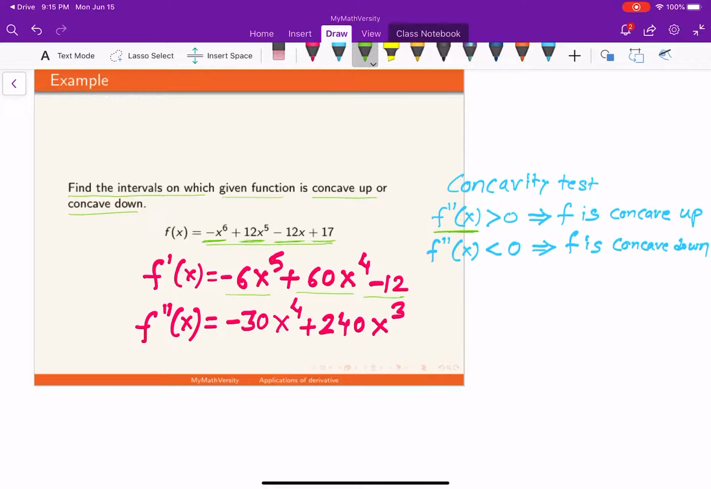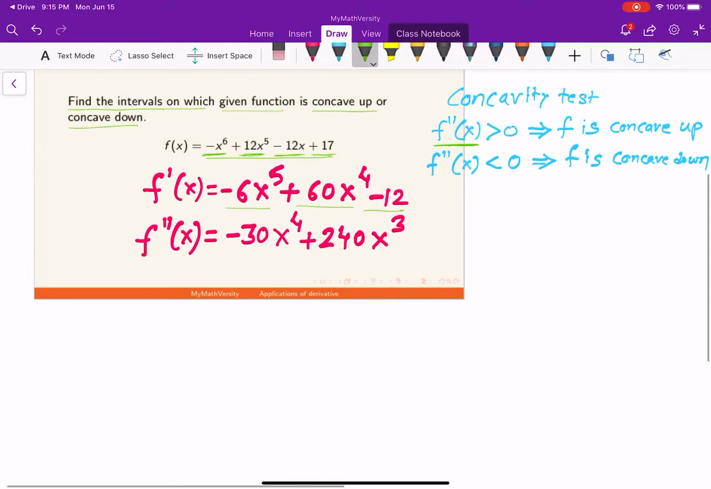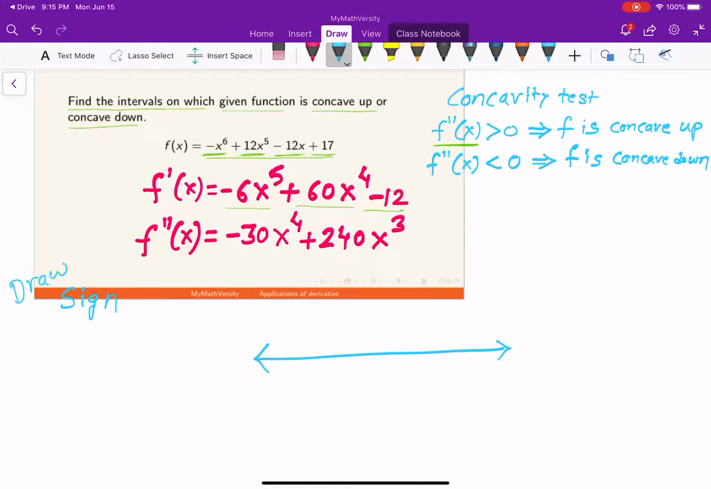Now to use the concavity test, we need to see the sign of the second derivative. So for that, I want to create the sign chart of the second derivative function. On the real line, I want to say this is the sign chart. So you can say draw the sign chart of the second derivative of the function. To do that, construct a real line, from negative infinity to positive infinity.